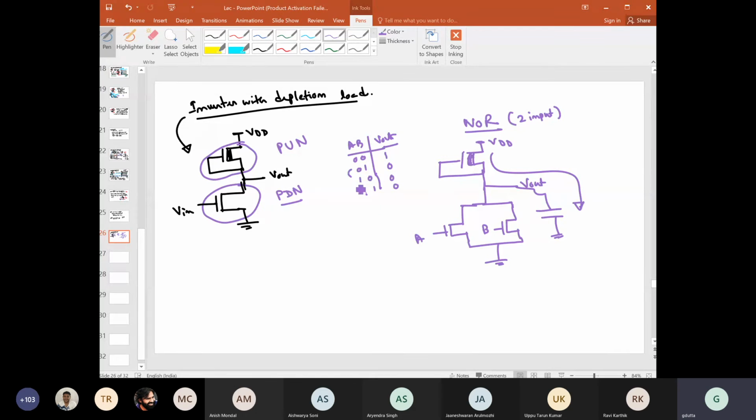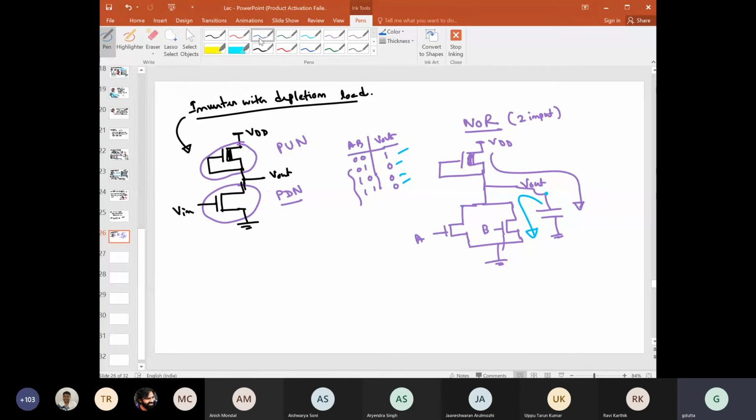What about the other cases? Whenever any transistor is on, for example this is on, or this is on, or both are on, then V out is connected through that transistor to the ground. That means the capacitor will be discharged, and the output voltage will become close to 0. You know that for this case you will not get exactly 0, but it will be close to 0. So you can verify that using the same technique, we have made the NOR gate.